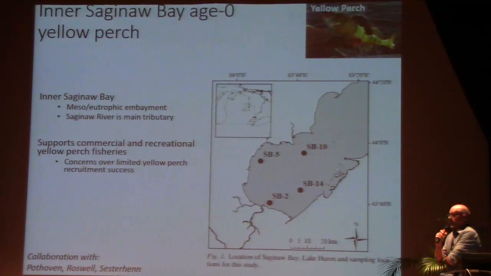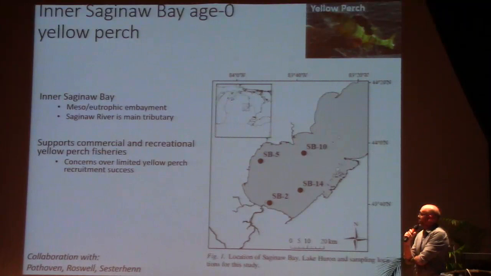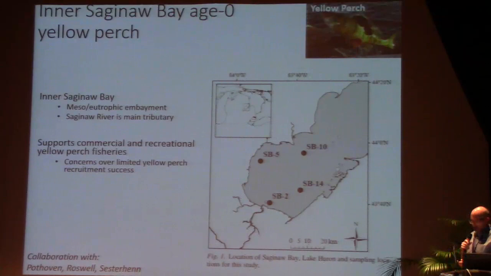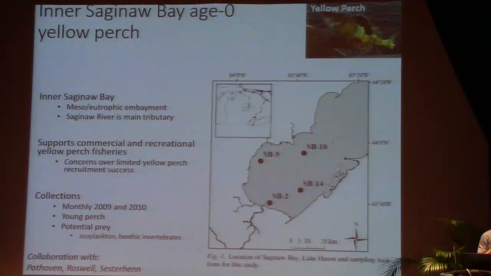Saginaw Bay also supports commercial and recreational yellow perch fisheries, and when we started this study, there were concerns about limited recruitment of yellow perch in the bay. And we undertook collections during 2009-2010 and focused not only on young perch, but also their potential prey of both zooplankton and benthic invertebrates, and we looked at these four different sites here.